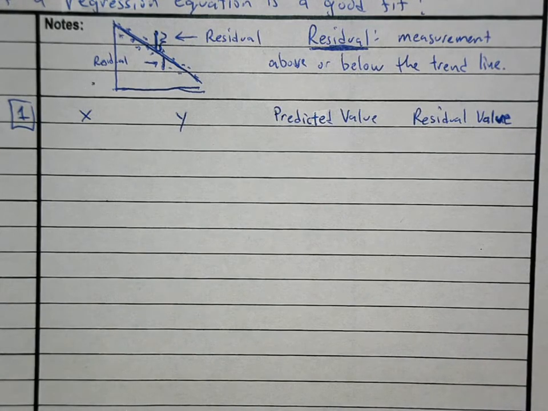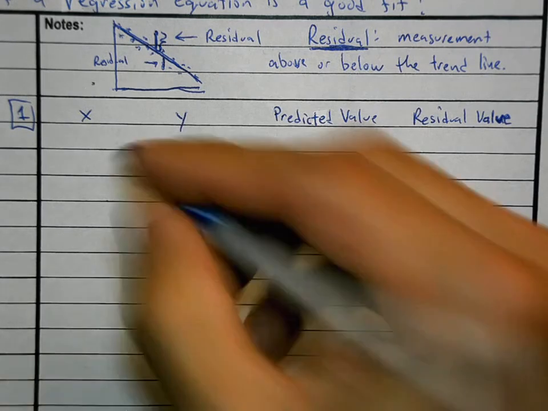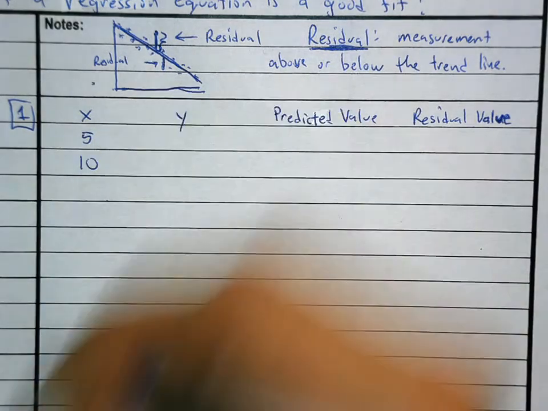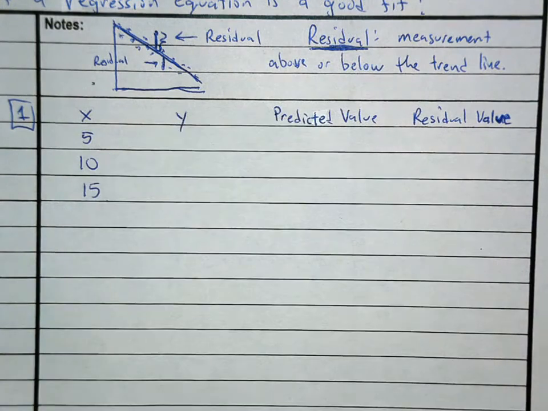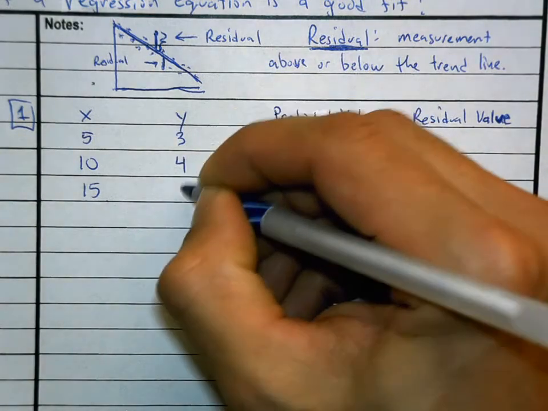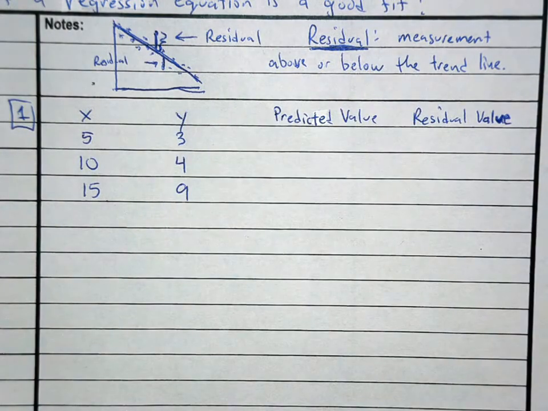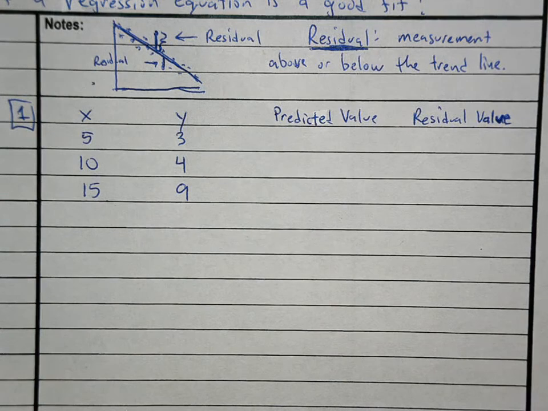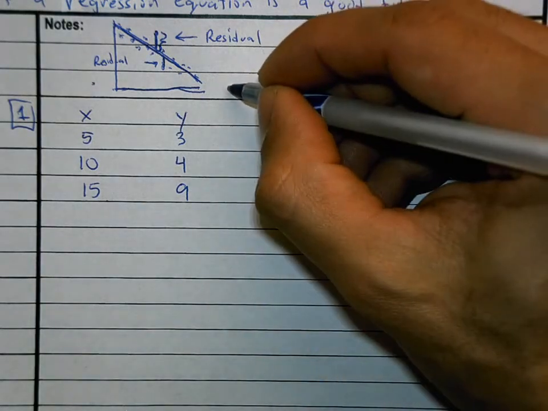And so for number one, they're going to give us a bunch of values, and I'm only going to write down three of them. X values: 5, 10, 15. The Y values they're going to give us: 3, 4, 9. And then everything else is blank. They also give you a linear regression equation, and I'm going to write that right here.